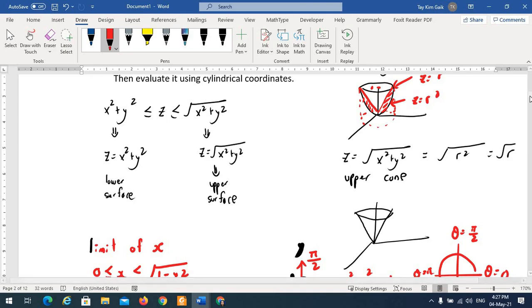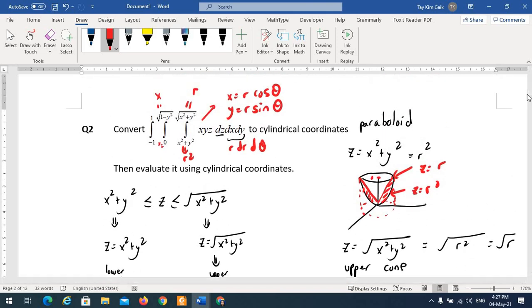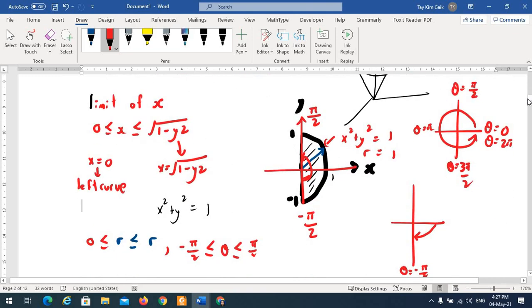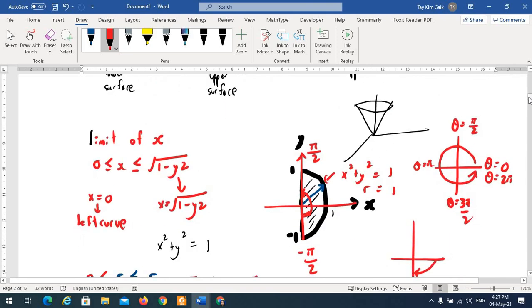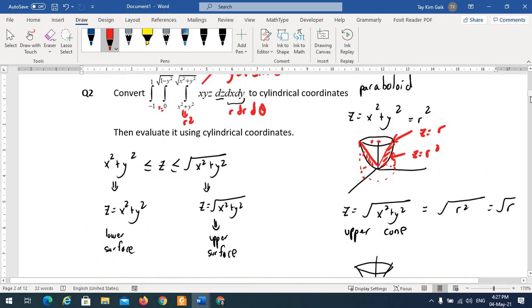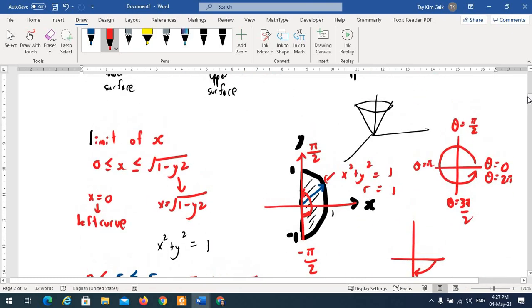However, you need to look at the limit of x. The limit of x tells you this is the right hand side circle, and the limit of y again confirms that y is from -1 to +1. That's why your theta is from -π/2 to +π/2. If the lower limit of y changes to 0 up to 1, it means the region is in the first quadrant only. Then theta will become 0 to π/2.